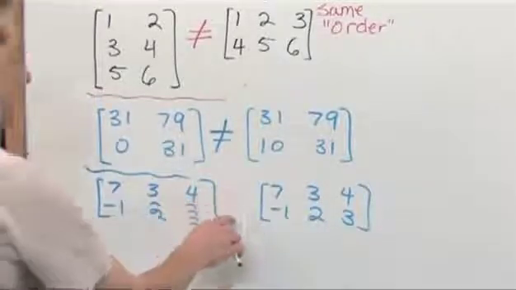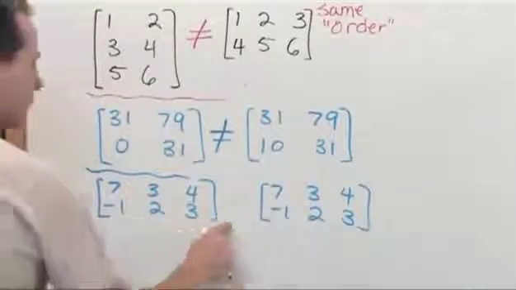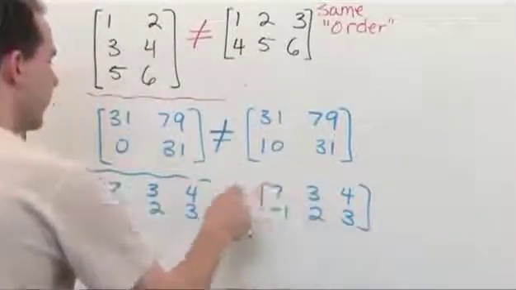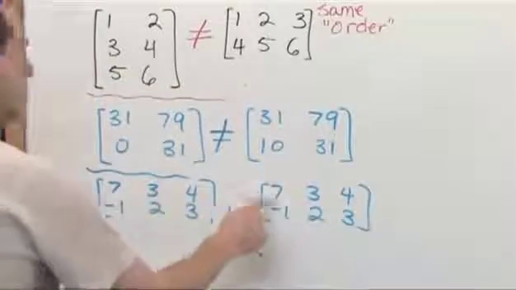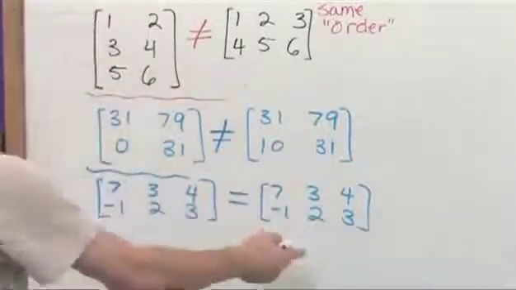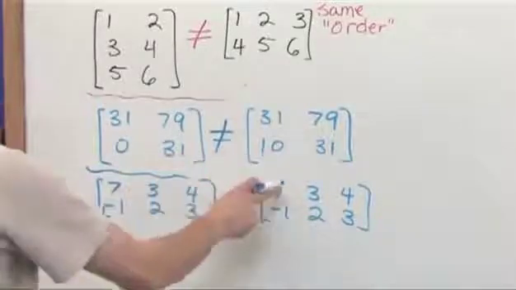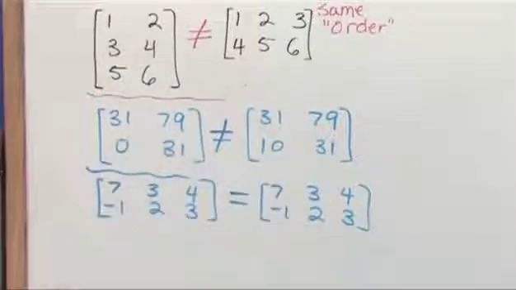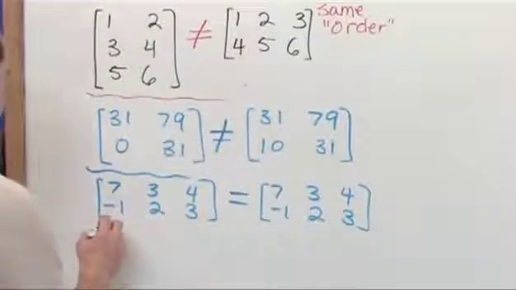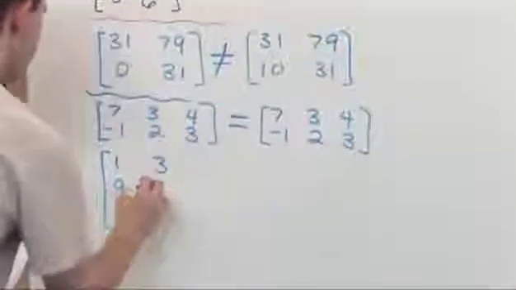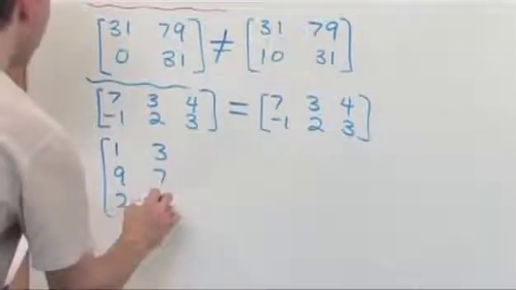Well, they have the same number of rows and columns: 2 rows, 3 columns, 2 rows, 3 columns. 7 matches with 7, 3 with 3, 4 with 4, negative 1 with negative 1, 2 with 2, 3 with 3. Because they have exactly the same size and shape, and every single element is exactly equal to the corresponding element, these two things are exactly the same. They are equivalent. Okay? And just to drill it home a little bit more, 1, 3, 9, 7, 2, 4.